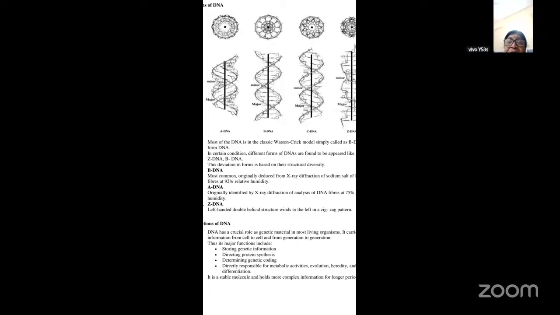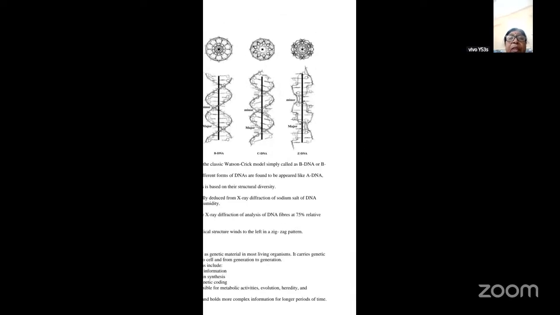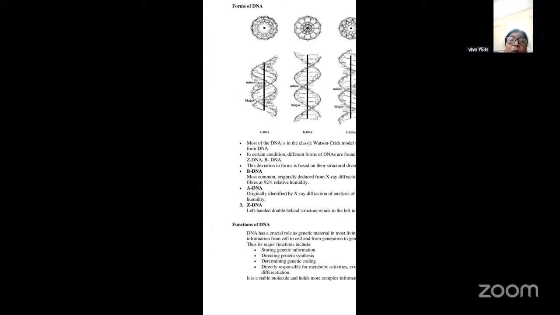So the major functions include storing the genetic information, directing protein synthesis, and determining the genetic coding. It is also responsible for various metabolic activities, evolution, heredity, as well as differentiation. And it is a stable molecule that holds more complex information for longer periods of time. So this is all about the functions of the DNA.